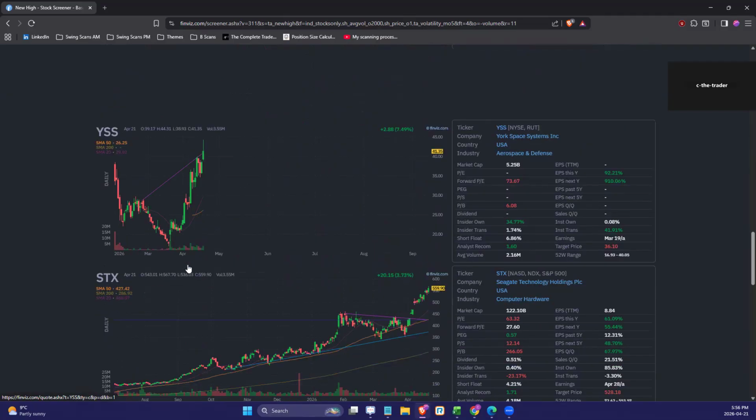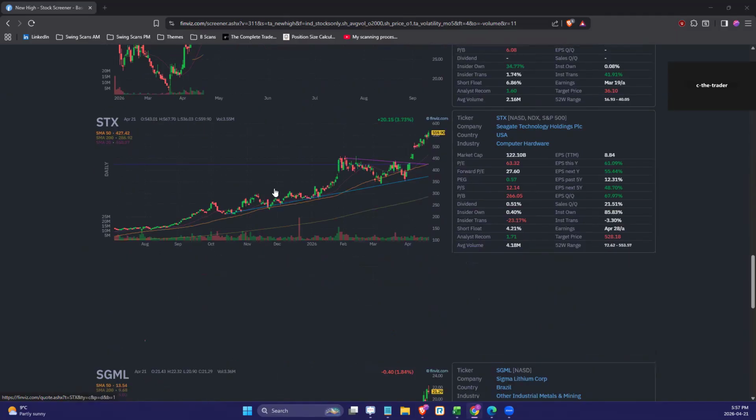I feel like this is a space name. I just saw this today on a scan and I need to look into it. It's an IPO that came down, broke out around 22 bucks, and now it's just been going higher ever since. I don't really know much about the company, but it's up 100% since then. So I think it's space related. York Space Systems sounds like a space name, so I'll look into that.